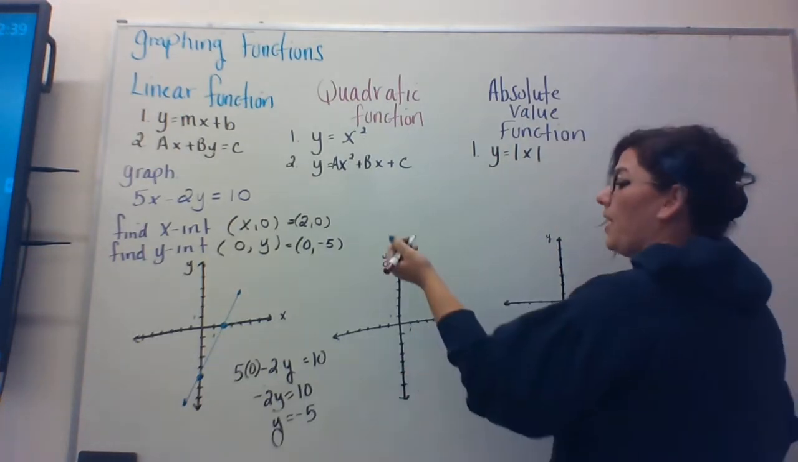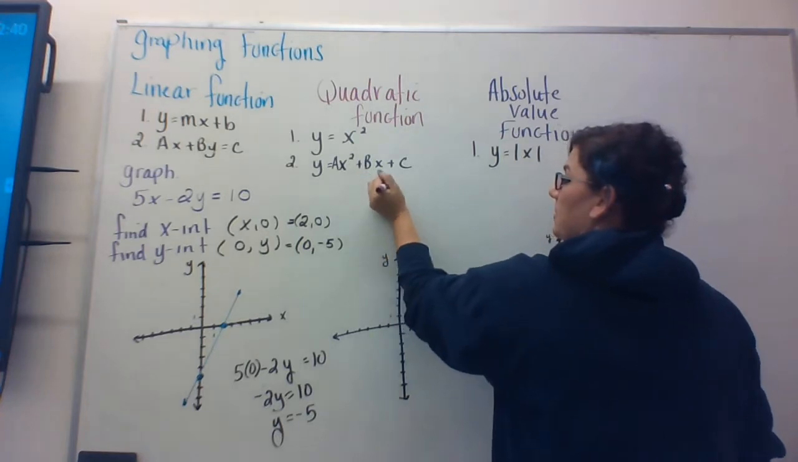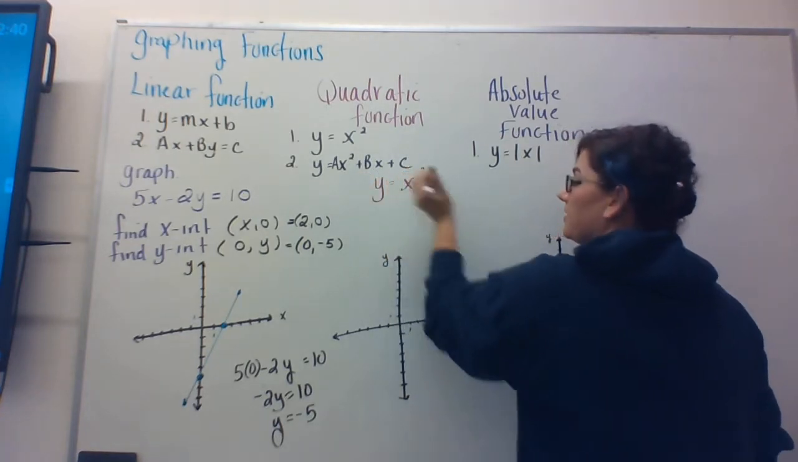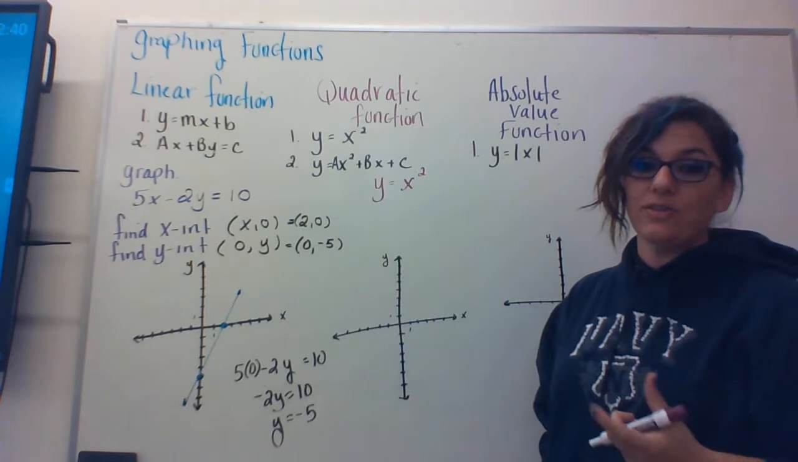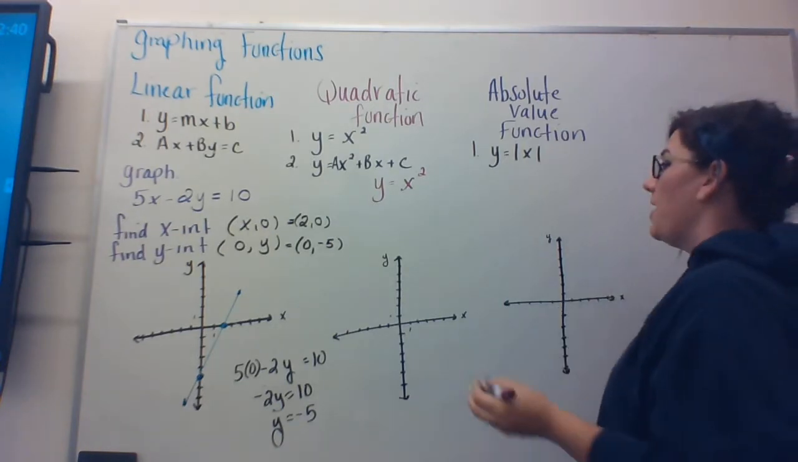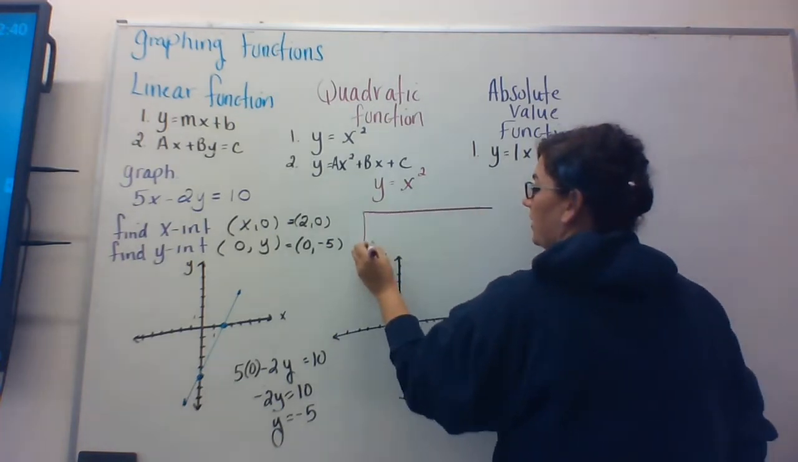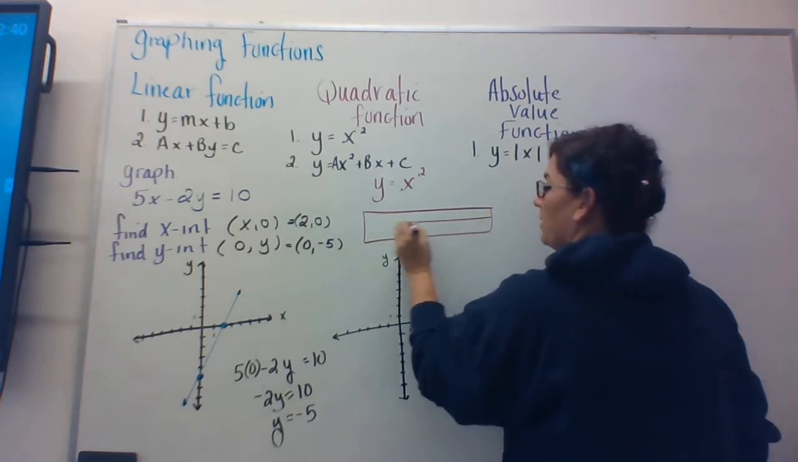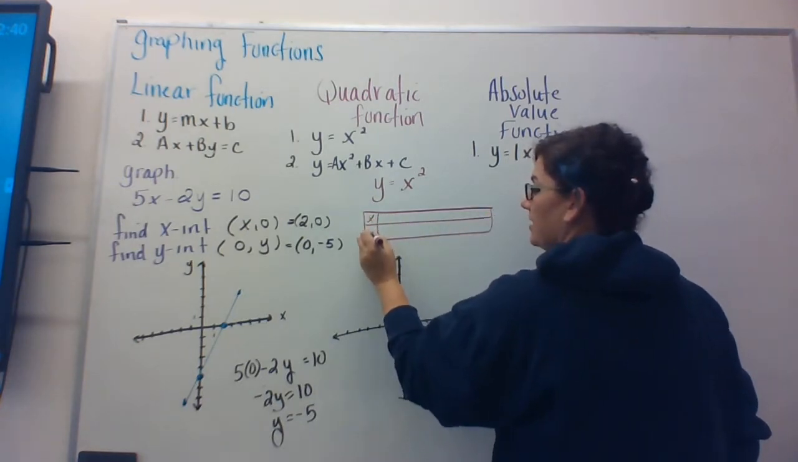Two formattings that we'll be familiar with. The one that we're going to go ahead and graph right now is just going to be an easy guy. We call this the parent function of quadratics. It's y equals x squared. And I want to go ahead and create an XY table, one of my visual aids here. It's an X and a Y.